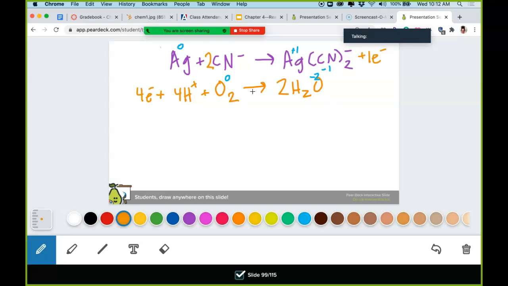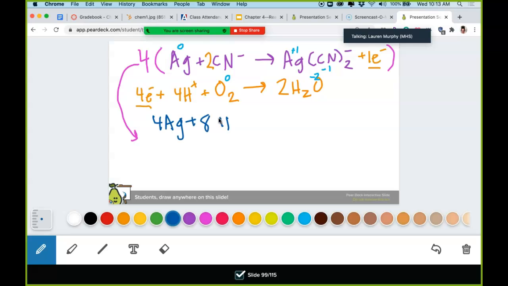Okay, so now that both of my half reactions are balanced, I force the electrons to match. I do whatever it takes. I multiply the equations by whatever it takes to force the electrons to match. So that would require me to just do this top one and multiply it by 4. So I'm going to rewrite it down here. So that would leave me with 4 silvers plus 8 cyanides.